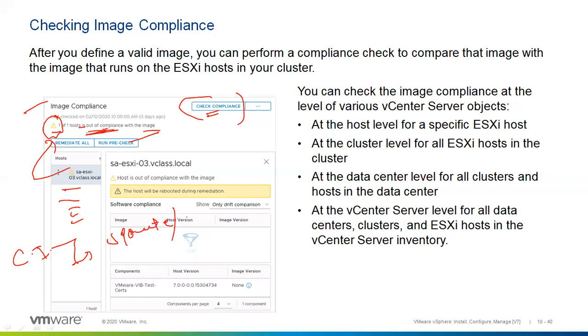update your ESXi hosts. So there are two ways. One is through baseline and one is through image. How will you create the image? The image will be created locally in the vCenter server portal. You can export it back to your local system, then import it back into your vCenter server. Using that master image, you can check the compliance for the ESXi hosts available in that cluster, and you can run pre-check and remediate the hosts, either one by one or all together.